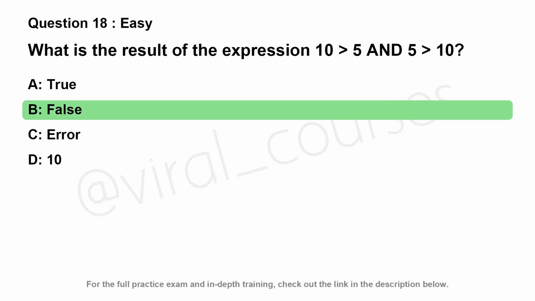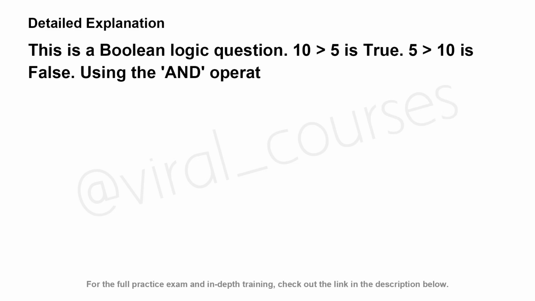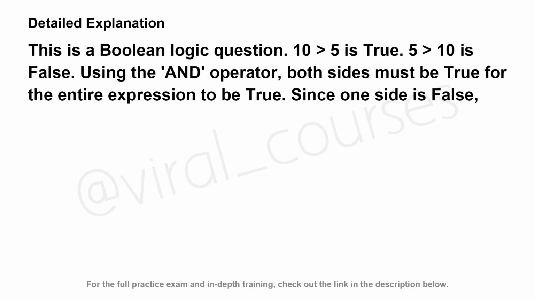The correct answer is B. This is a Boolean logic question. 10 greater than 5 is true. 5 greater than 10 is false. Using the AND operator, both sides must be true for the entire expression to be true. Since one side is false, the result is false.